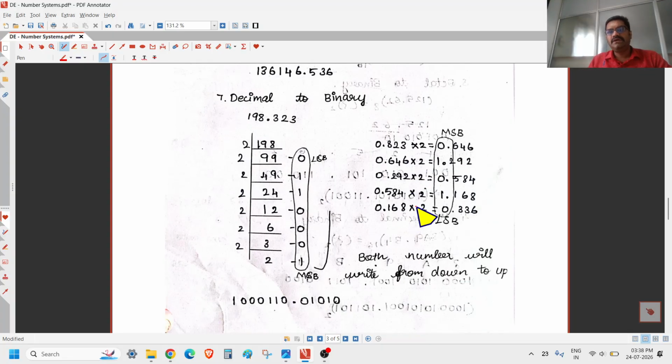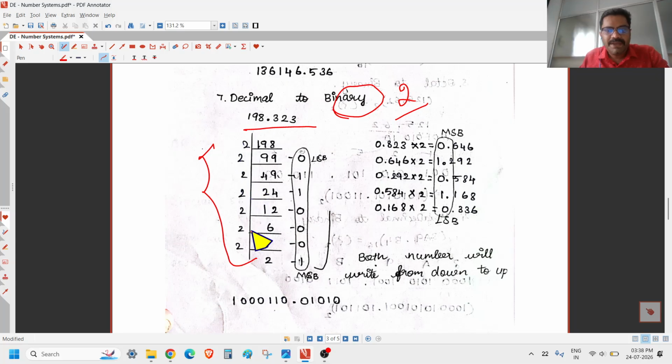So the next sum is decimal to binary conversion. It is also very easy. See here, they just mention 198.323 is the number. So for the decimal to binary conversion, we have to follow one rule. For the full number, we have to divide the number by the base of 2. So why base 2? Because we need the binary number, and the base for the binary number is 2. That is why here you can see I am dividing the number by the base of 2.